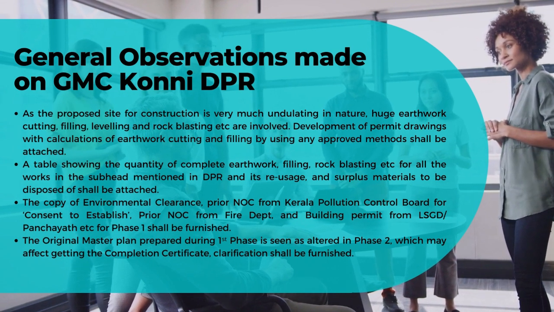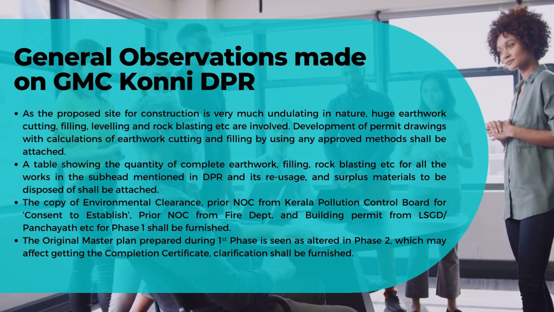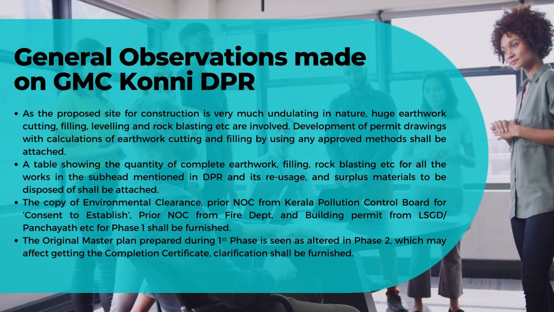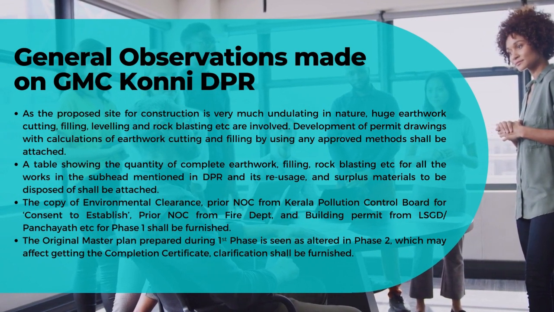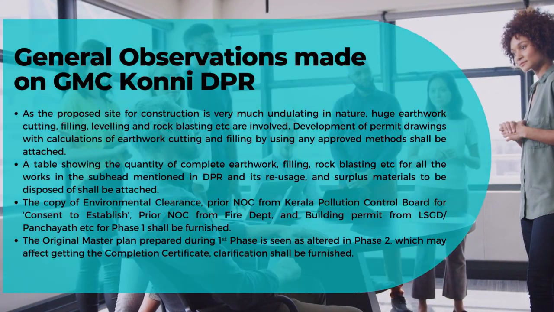The original master plan prepared during the first phase is seen as altered in phase 2, which may affect getting the completion certificate. Clarification shall be furnished.